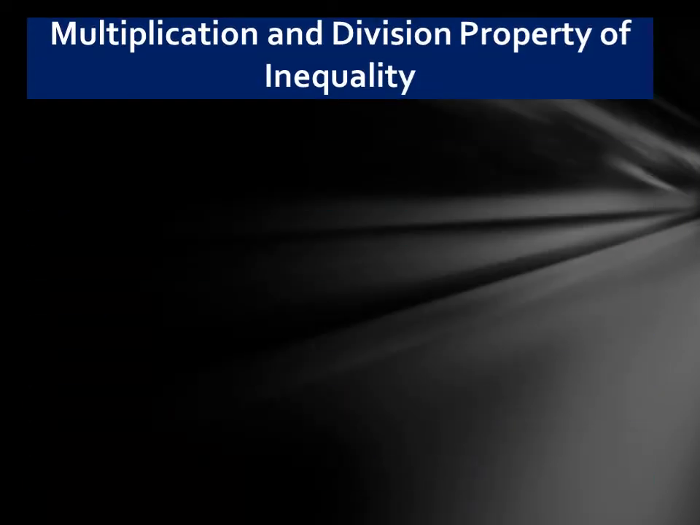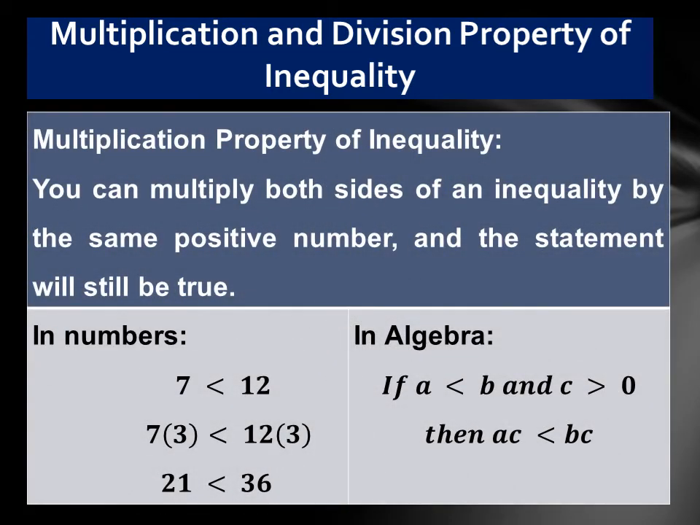Let's proceed with the multiplication and division property of inequality. Multiplication property of inequality: you can multiply both sides of an inequality by the same positive number and the statement will still be true. If we have the numbers 7 is less than 12, if we multiply both sides by 3, it becomes 7 times 3 is less than 12 times 3. Then we are going to simplify it. 7 times 3, that is 21, and 12 times 3, that is 36. So therefore, 21 is less than 36.